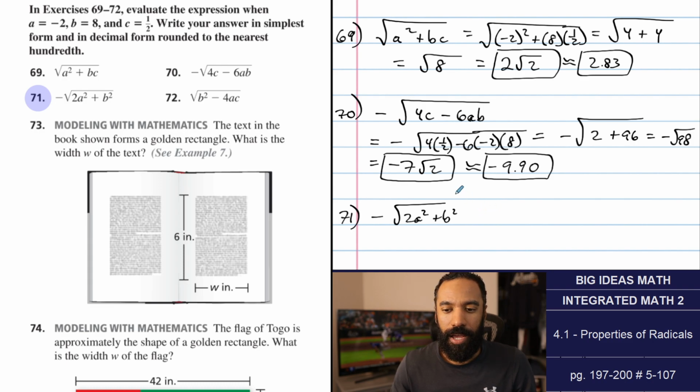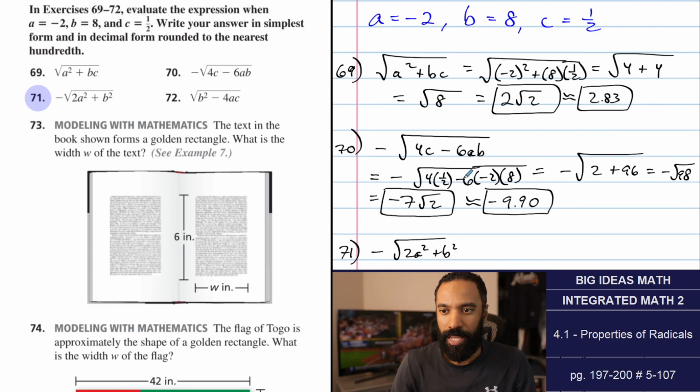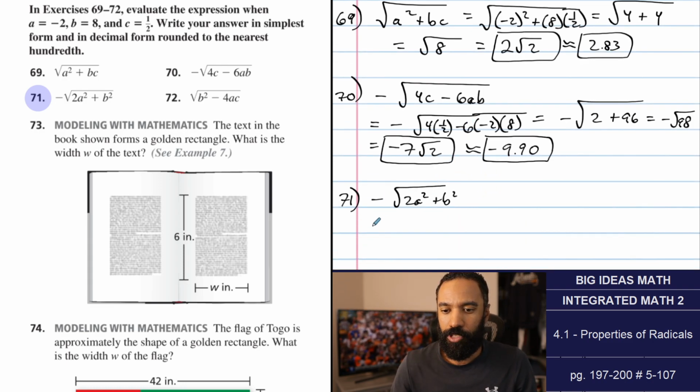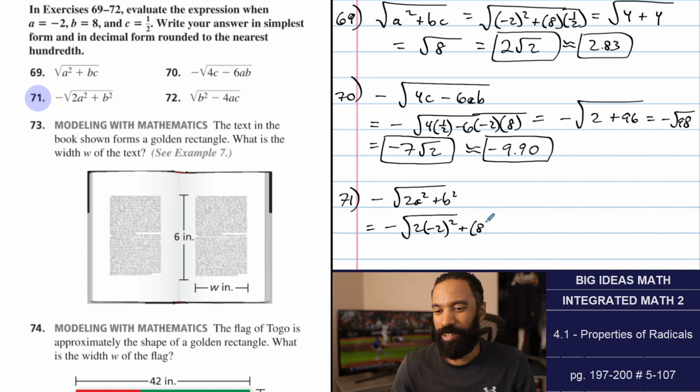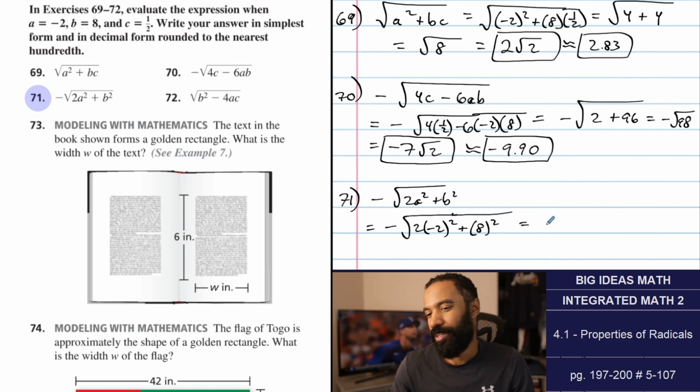All right, negative 2a squared. What was it? Negative 2, 8 and 1/2. Negative 2a squared plus b squared. So there's no c. So I got negative, opposite of negative, square root of negative 2 times, or 2 times negative 2. I shouldn't speak. Plus 8 squared. I should just write. I should just write and then say what I wrote, not write what I say.